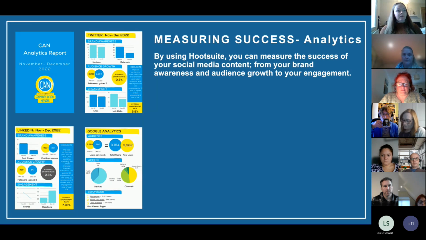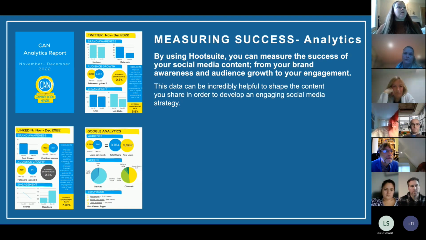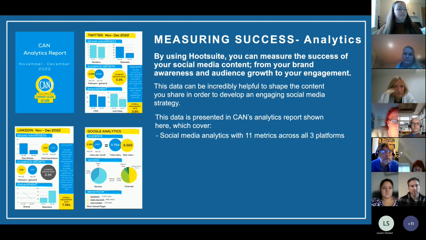I mentioned just then that through Hootsuite you can get analytics, and this essentially measures the success of your social media content across lots of different metrics, which is just another term for measurements basically. And this data is really helpful because you can adjust what you're sharing according to the data that you're receiving. So on the left are the reports that we produce for CAN at the moment.